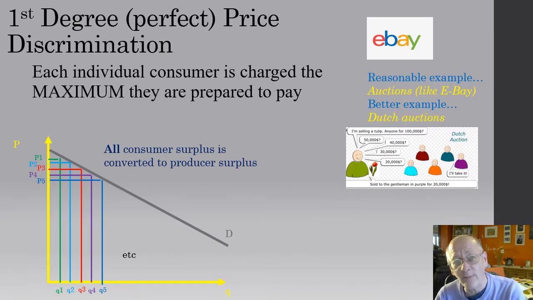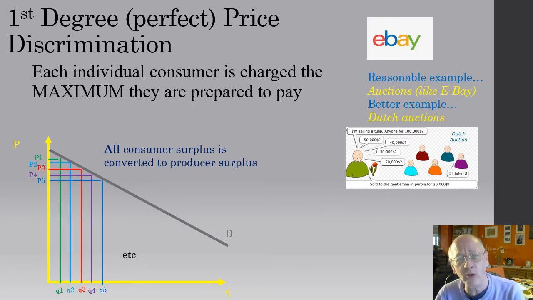There are 3 types of price discrimination. First degree is perfect price discrimination. Under perfect price discrimination, you are charging every single consumer the maximum that they individually are prepared to pay for the product. So you are converting all of their consumer surplus into producer surplus. As you can see there on the diagram, each consumer is being charged according to the demand curve.